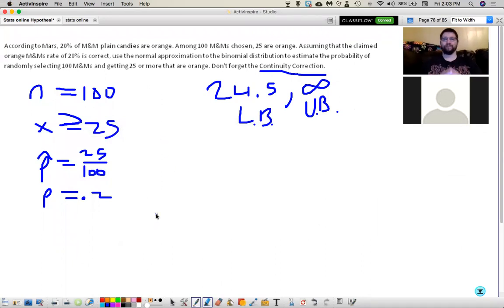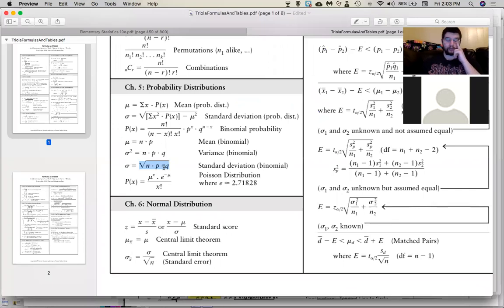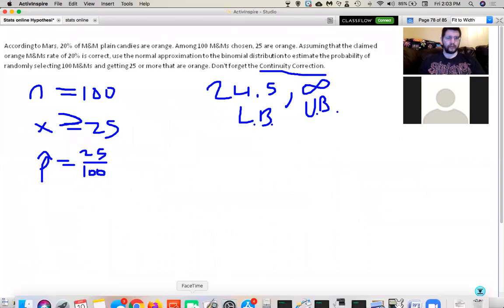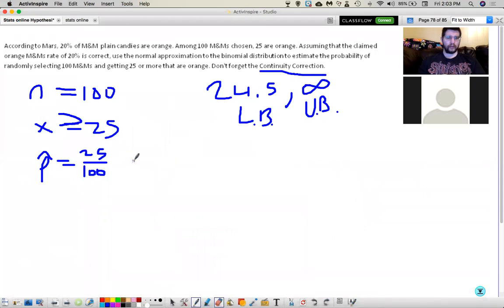So in this one, we're not worrying about this 20%. We're worrying about what actually happened. So we don't even care about this one. We just need that. So mean is n times p, and q is going to be the complement of that, 25 out of 100.